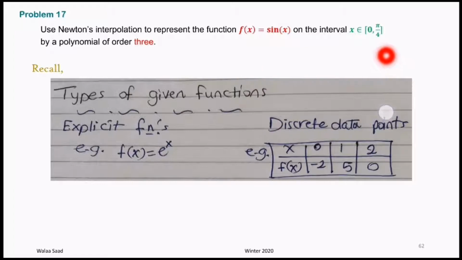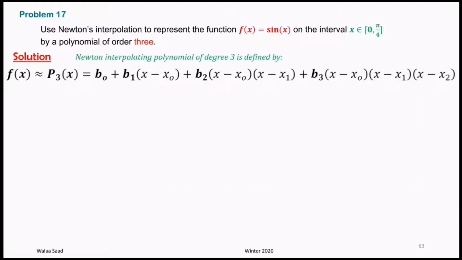How to establish the equidistant points from 0 to pi over 4? Actually, we will use the step length, so we need to calculate the step length. Taking the interval from 0 up till pi over 4, we will subtract pi over 4 minus 0, and then we will divide it by the degree of the required polynomial, which is 3 here.